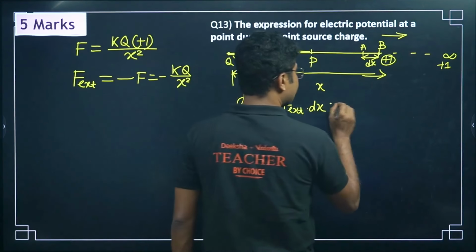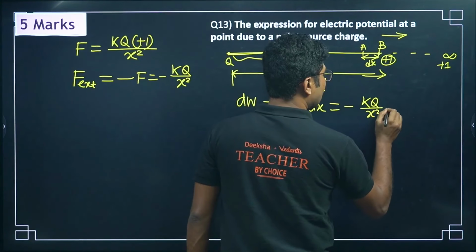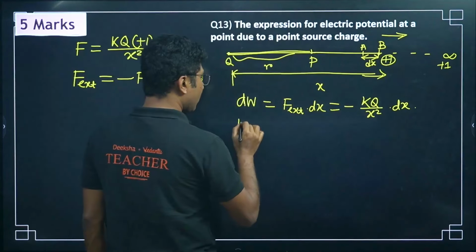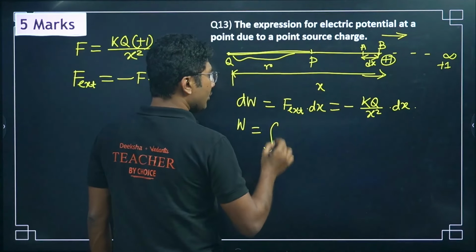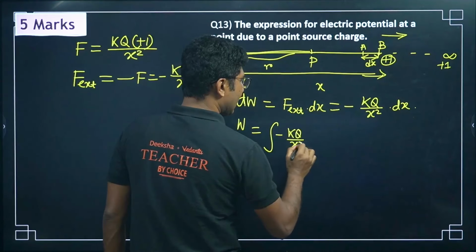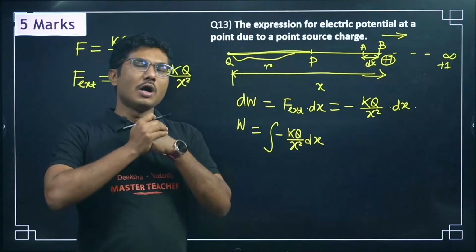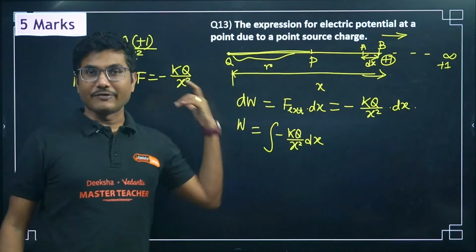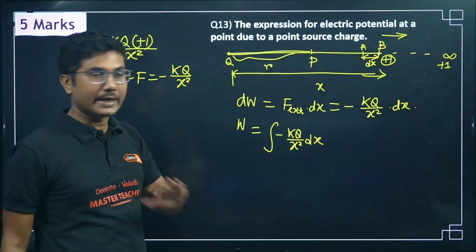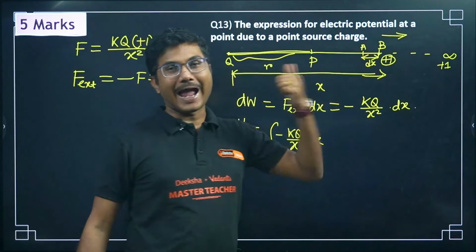Now put the value of F external, it will be minus kq by x square into dx. Okay, now what you have to do, you have to calculate the total work done. To calculate the total work done, you have to integrate the same thing, kq by x square dx. In physics, whatever integration we do, 99.9% it will be a definite integration. So if you have not yet studied definite integration, I will help you out, don't worry about that. So definite integration means you have to give it a limit, okay, starting point and ending point.